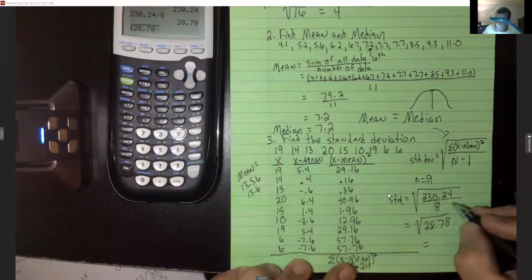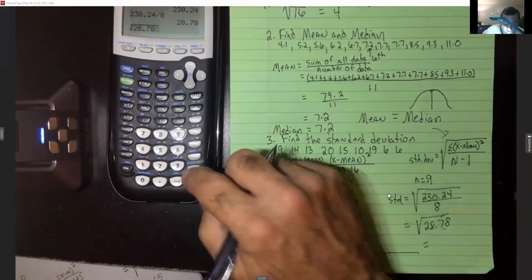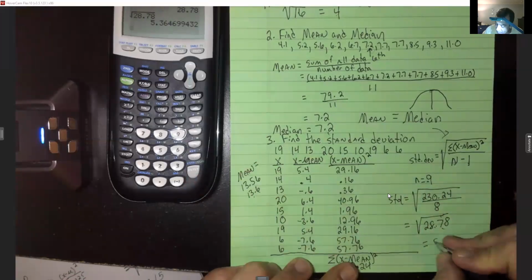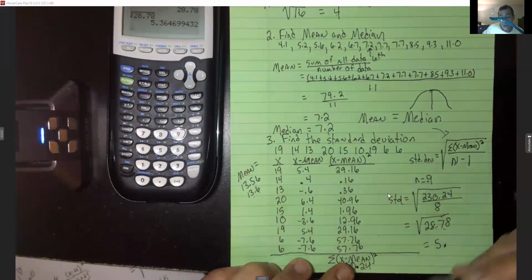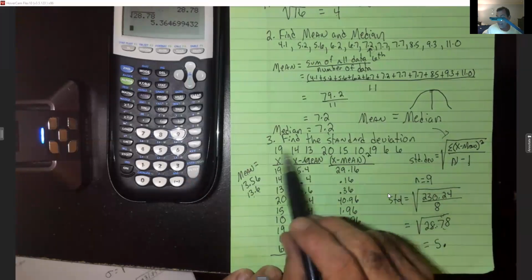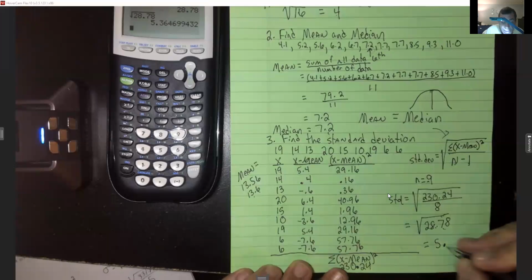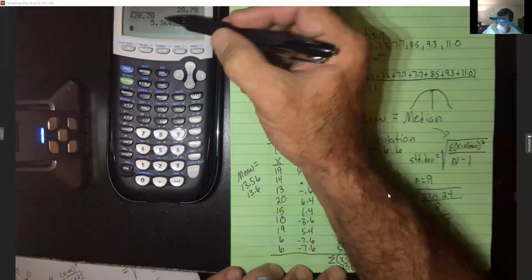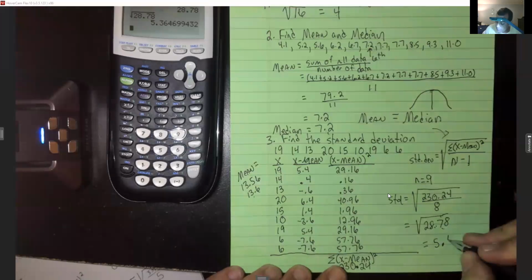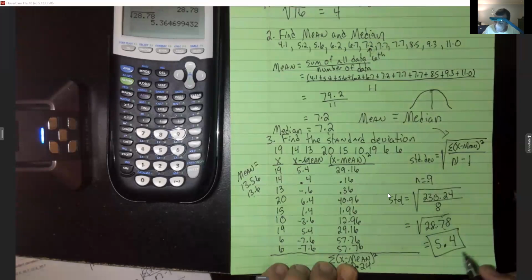And then my last step, I'm going to take the square root of 28.78. So you figure out what this number equals, and then you take the square root of that number, and that's going to give me a 5 point. So they said go one more decimal than this data had. So since this didn't have no decimal points on any of the numbers, I only need to go one decimal point. So I need to round that 3 to a 4. So the standard deviation is 5.4.